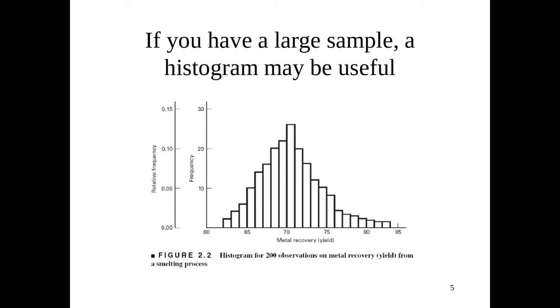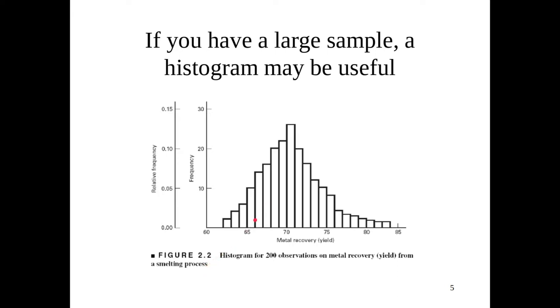Another visual aid is histograms. You may have seen histograms before. Now here, the histogram that is shown is not for the same data that we are talking about. This is a histogram for 200 observations on metal recovery yield from a smelting process.